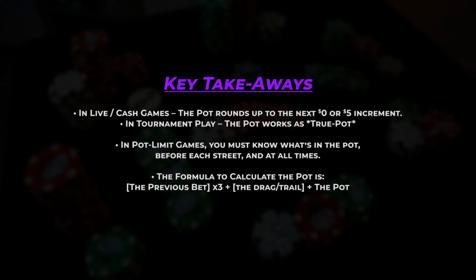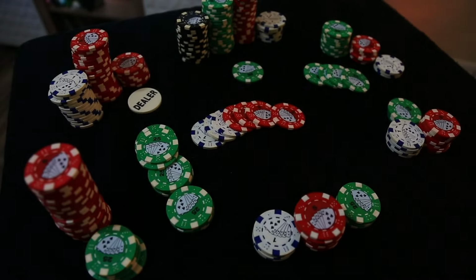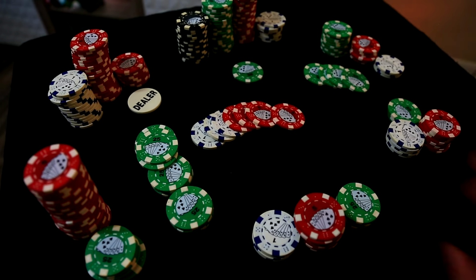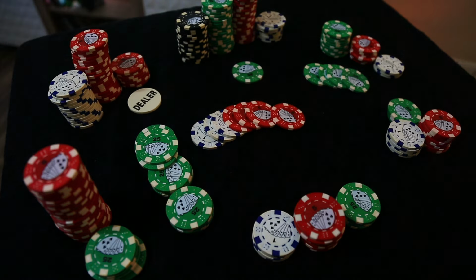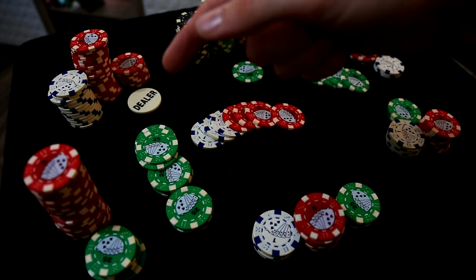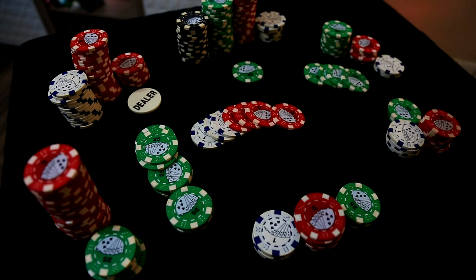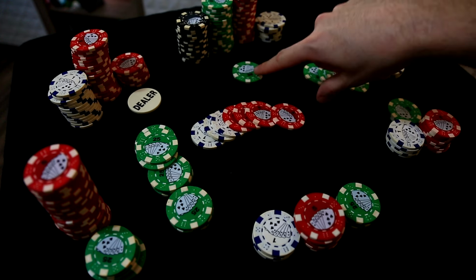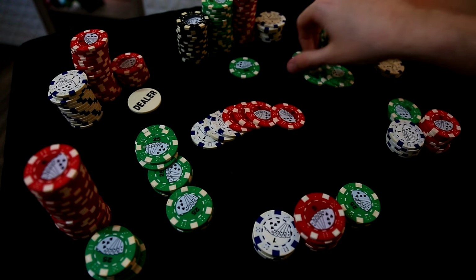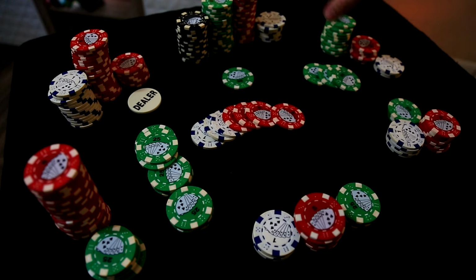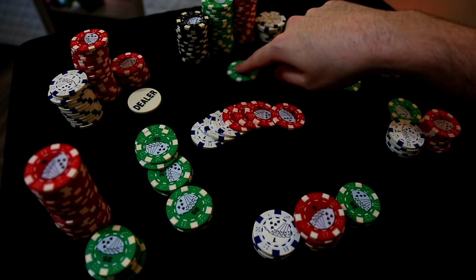And if it gets back to this guy, all this in front of them, and everyone else had black chips and higher denomination chips and money to play with. If he says pot, you do 350 times 3 plus 100. You don't include this. This is the drag. This is not the drag. He's making the new bet. This is not included in the drag.